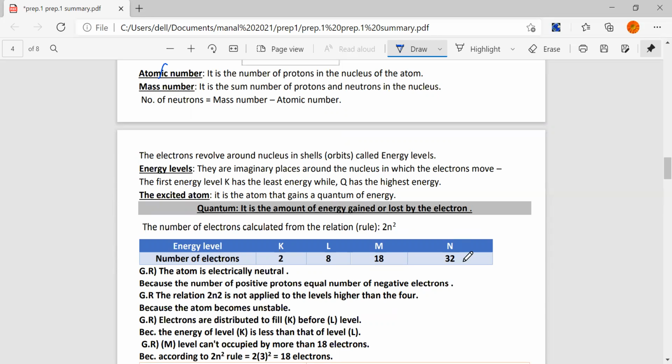but in the choice questions our exam will be multiple choice. So remember, M carries 18 electrons and N is saturated by 32 electrons. The atom is electrically neutral because the number of positive protons equals the number of negative electrons. I know the exam will be MCQ or multiple choice only. There is no give reason, I know, but remember we make a quick revision.